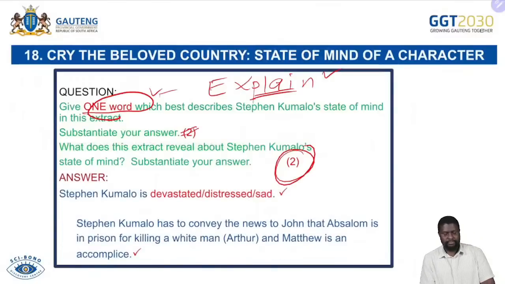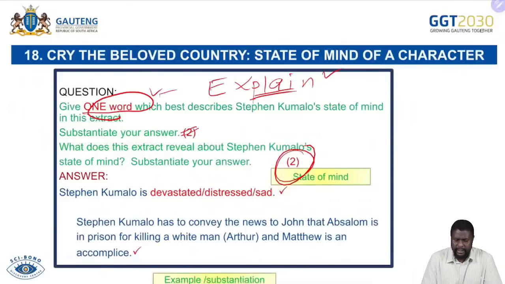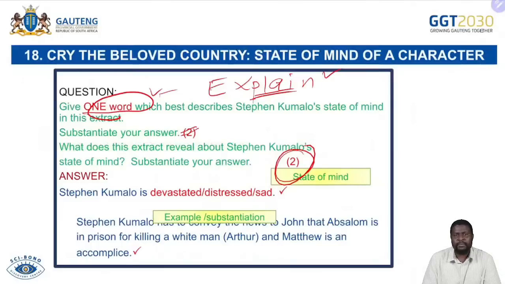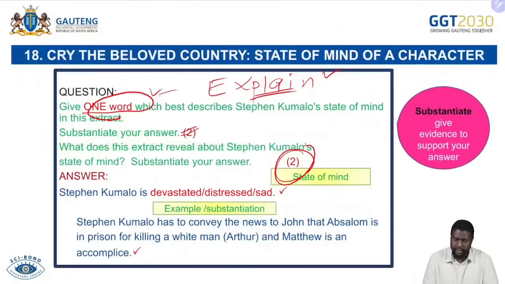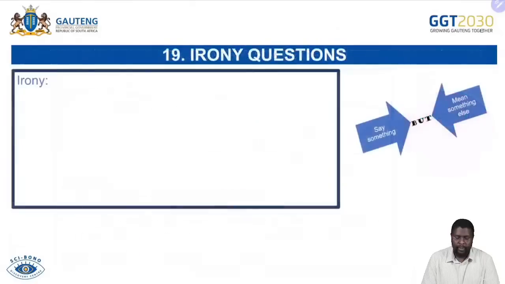What does it reveal? Stephen Khumalo is devastated. He is distressed. He is sad. For obvious reasons. He has to convey the news to John that Absalom is in prison, or the fact that his son is not going to get mercy. That's what makes him sad. So you must explain the state of mind and give an example or substantiation. Give a reason for why the character feels the way that he does. Why is he thinking what he's thinking here? That is our state of mind question. Give evidence to support your answer for 2 marks.